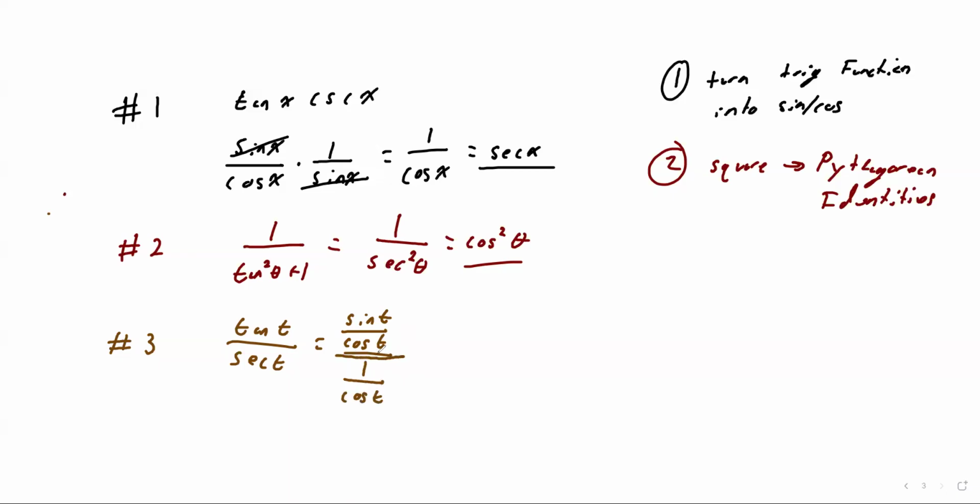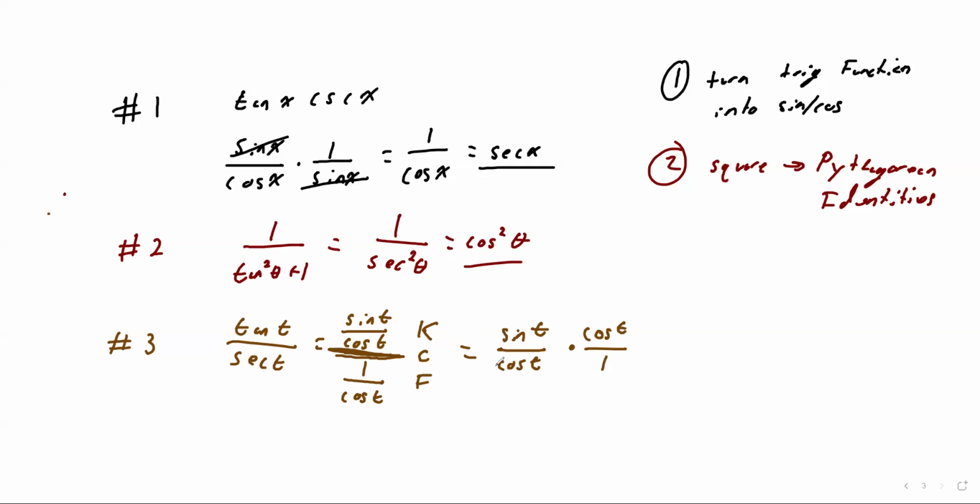Now, what I have going on here is a fraction divided by a fraction. And we can simplify that by keeping the top, changing the multiplication, and flipping the second fraction. So I'm going to keep the first fraction as sine t over cosine t, change the division problem here to multiplication, and then we're going to flip the bottom fraction. So now it becomes cosine t over 1.